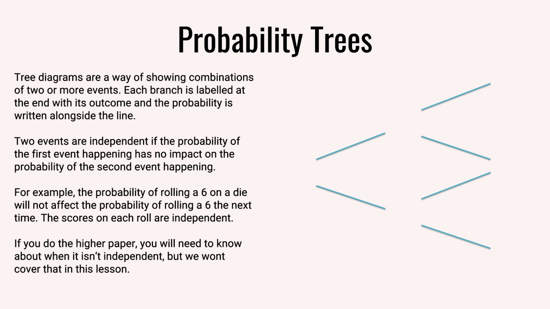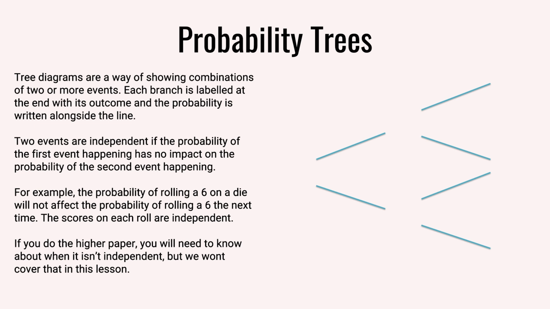As we said before, tree diagrams are a way of showing combinations of two or more events, and each branch is labelled at the end with its outcome, and the probability is written alongside the line. The tree diagram in blue is how you set out one which has two answers.